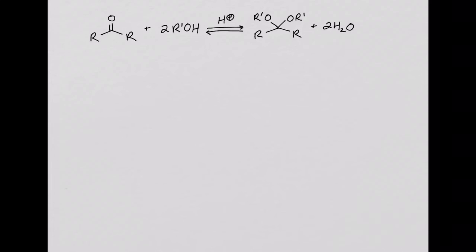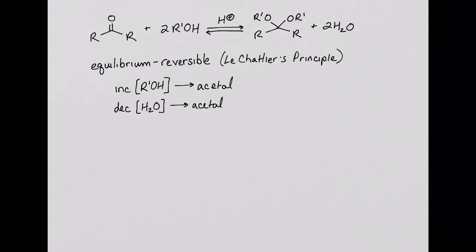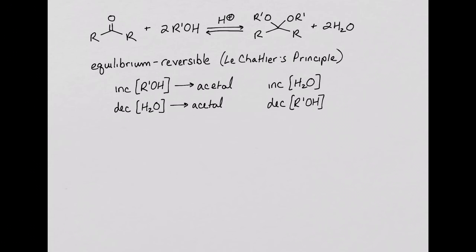If we increase the concentrations of either of the reactants, it pushes the reaction towards the right. If we increase the concentrations of the products, it pushes the reaction back to the left. Therefore, if we want to favor formation of the acetal, we can increase the concentration of the alcohol. Additionally, removal of water from the reaction also favors the formation of the acetal. Conversely, if we increase the concentration of water or decrease the concentration of alcohol, we will favor the formation of the ketone or aldehyde.